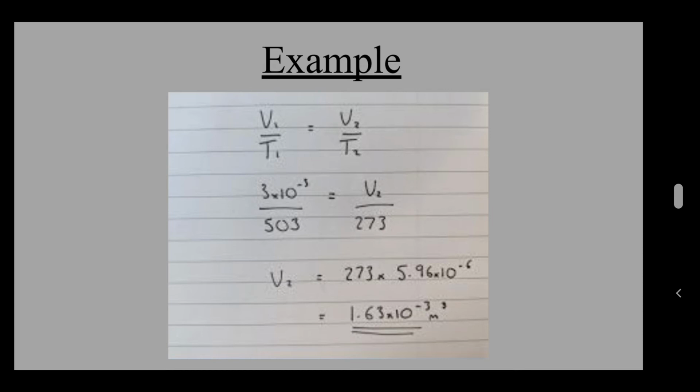So V1 over T1, put the values in, equals V2 over T2, making sure that 503 and 273 are the answers in Kelvin. And then we rearrange it, and we get something like 1.63 times 10 to the negative 3 meters cubed. So if you want to go through that, you can. Take some time and look at the answer that I did there.